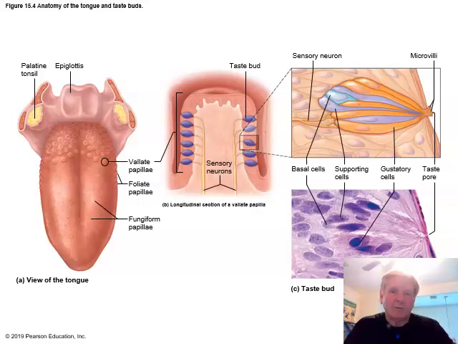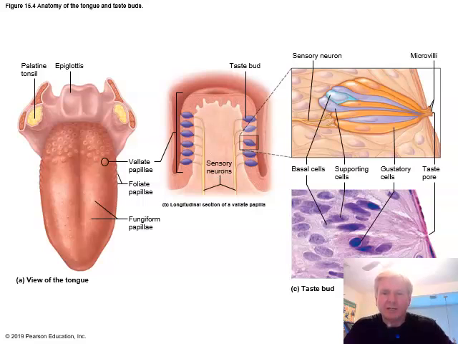You also have filiform papillae, which they don't show here in this image. Filiform papillae are devoid of taste buds, though. They're basically for sensing the texture of different foods. So this is just the generalized structure of a taste bud found within those papillae. Figure B shows a longitudinal view of a vallate papilla, and figure C shows you a taste bud within a papilla.